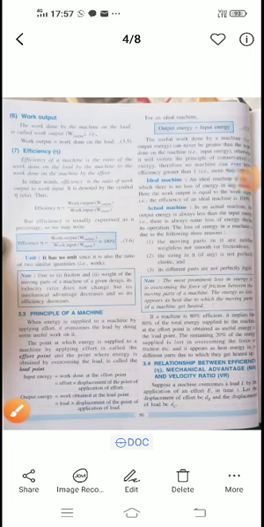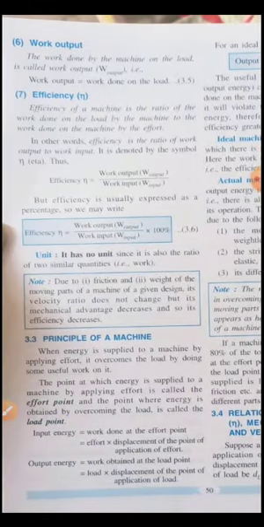So 10th standard, our next topic is on principle of a machine. In our last video we saw what is a machine and some of the technical terms associated with it. So in this video we'll be looking into the principle of machine and the efficiency which we will obtain from a machine.